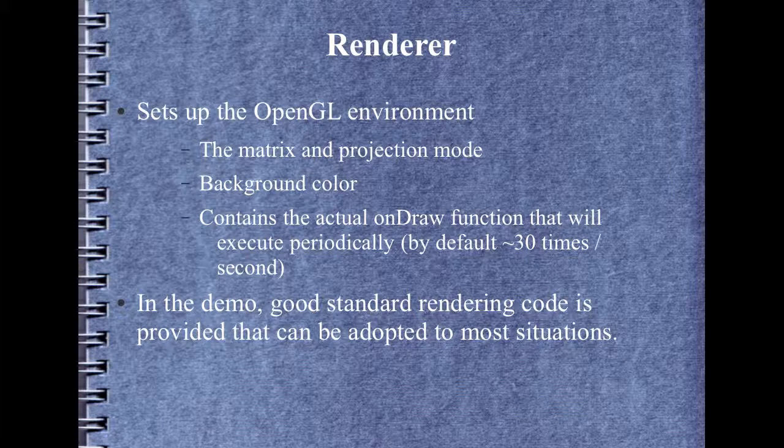And the renderer contains the actual onDraw function that executes periodically. And I believe, unless things have changed, that this by default is about 30 times a second. And this is a fairly decent number. It might be 25, but this is your frame rate. So the more you do in onDraw, or the more you do in the drawing code within the objects that you're actually drawing, the slower your frame rate is going to be. So you want to make sure that that onDraw function is kind of tiny, and that your actual drawing code in your objects that you're going to be rendering is kind of tiny as well.